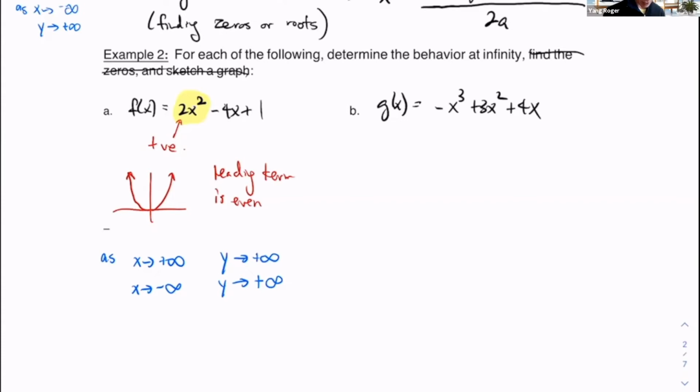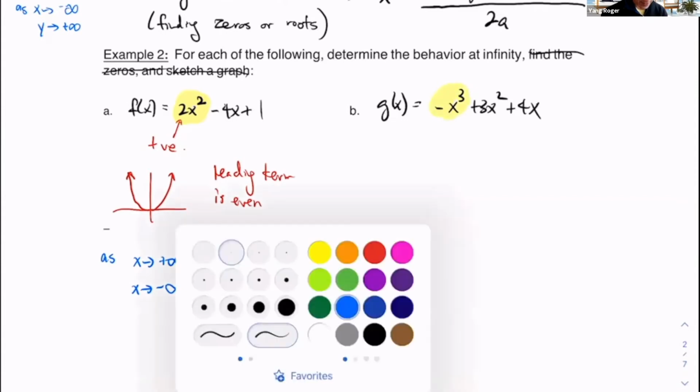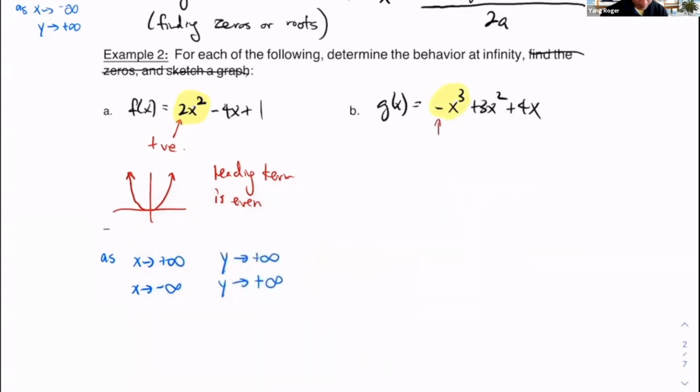Let's look at the g of x1. So when I look at this g of x1, this is the leading term. But this time, when you look at this leading term is negative. So what happens when you multiply by -1? What kind of transformation is that? Do you guys know? Linear transformation. I agree. This is something that we call a vertical reflection.